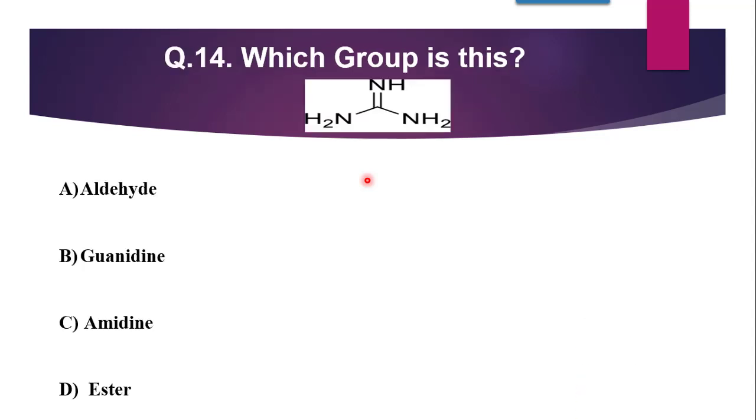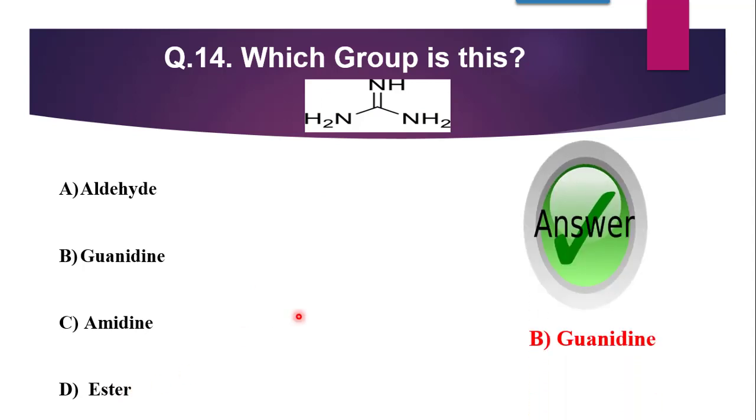Question number 14. Which group is this? As you can see, NH2 C double bond O NH2 was urea. Here that double bond O is replaced with NH. So this is the guanidine group. Aldehyde definitely it is not there. Amidine is when this NH2 is not there. And ester definitely it is not there. So the answer is guanidine.